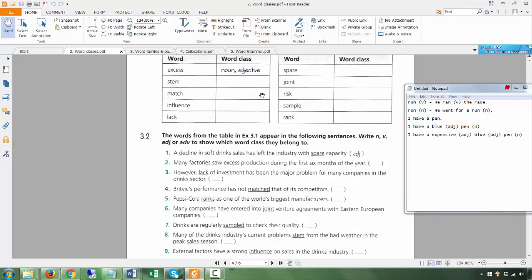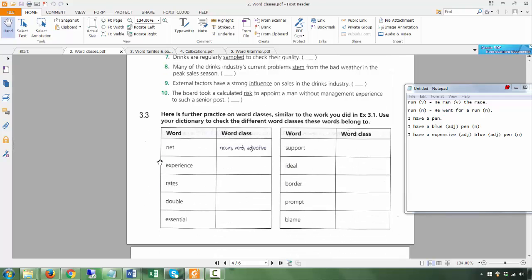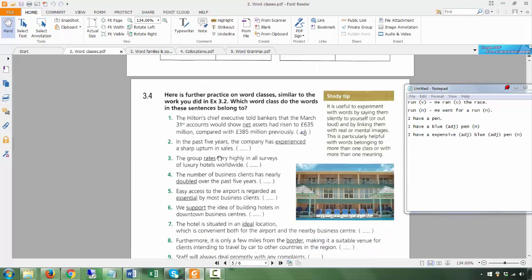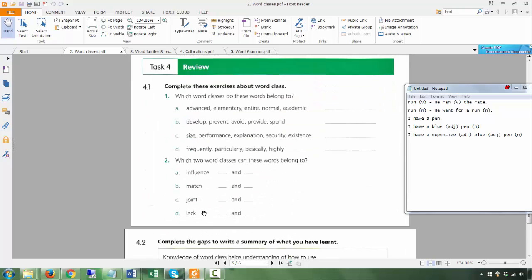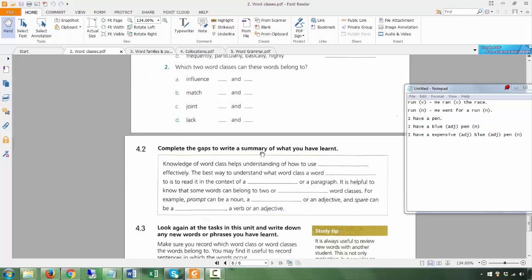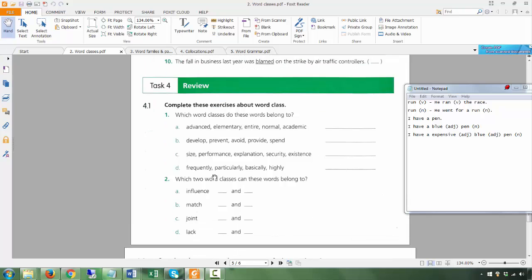All right? So you do this first, and then after you do this, very simple. It's exactly the same thing again for this part. You put the word class, and then you fill in the underlined word is from which word class. And you do it until here. Now, if you want to, you can go through here, but I'm not going to go through this. But at least do this until 4.1.